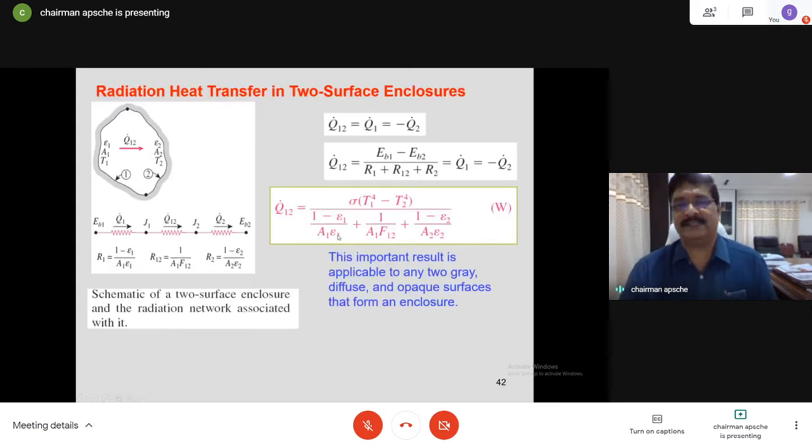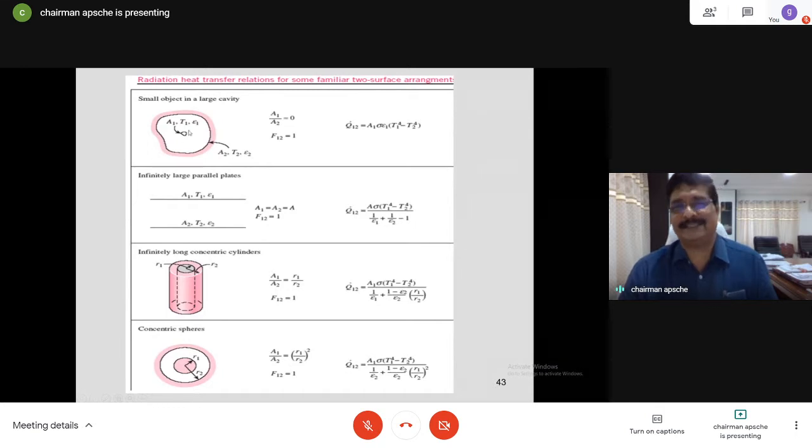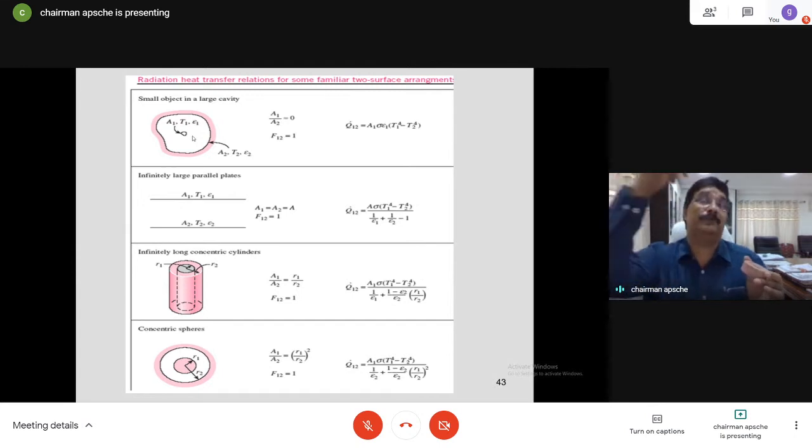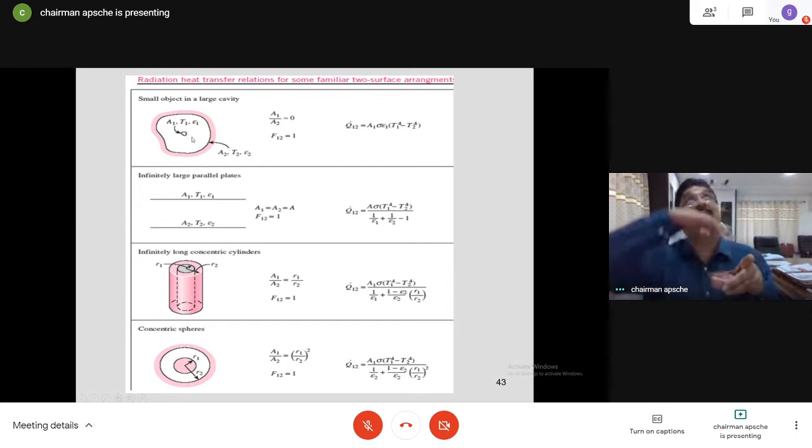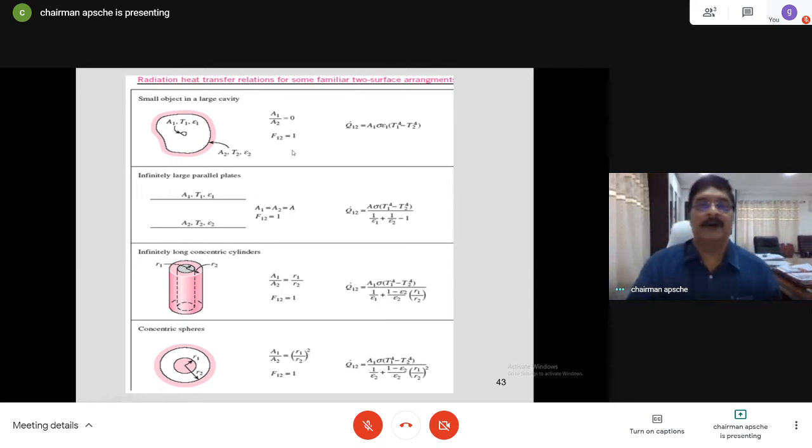The same equation, what is this? This is the equation. How does it change if you have a small body object in a huge enclosure, maybe say this paperweight in the room? This paperweight is interacting with the room. The surface area of this paperweight is very, very small as compared to the enclosure area. So therefore, A1 by A2 becomes 0 and F1 to 2 is equal to 1, because anything that goes from this surface will definitely be intercepted by the enclosure called room. So therefore, F1 to 2 is 1.